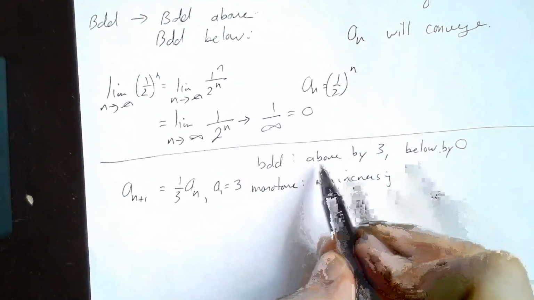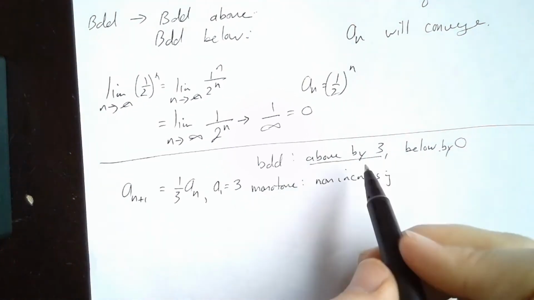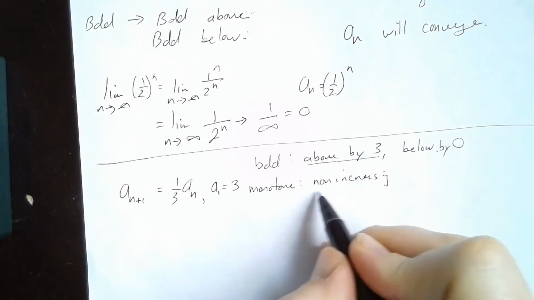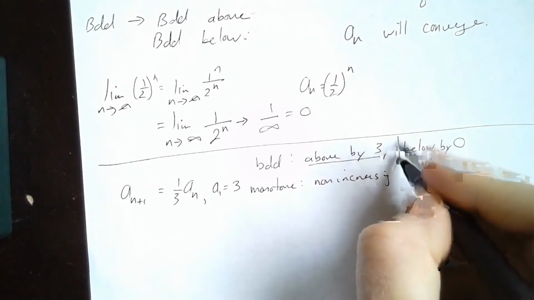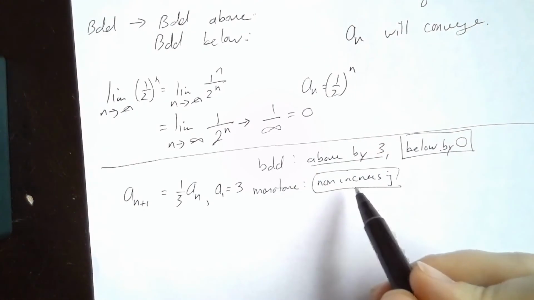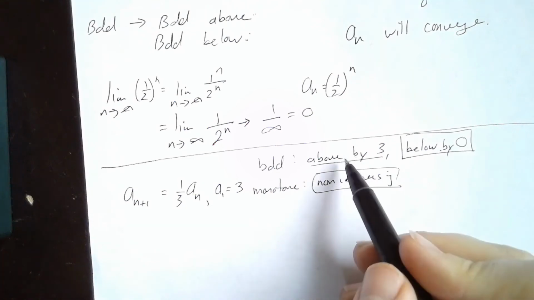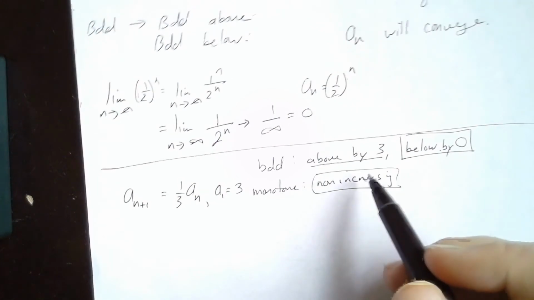Now, I don't necessarily have to talk about the above by 3. That's not actually that important, but we've been able to do it. I know that it's non-increasing and therefore bounded below by 0. These two pieces together tell me that it's bounded and monotone. Again, non-increasing and bounded above doesn't help me. If it was non-decreasing and bounded above by 3, then we could say something.